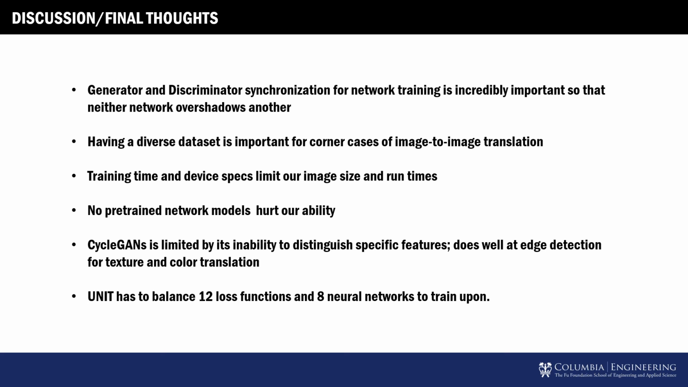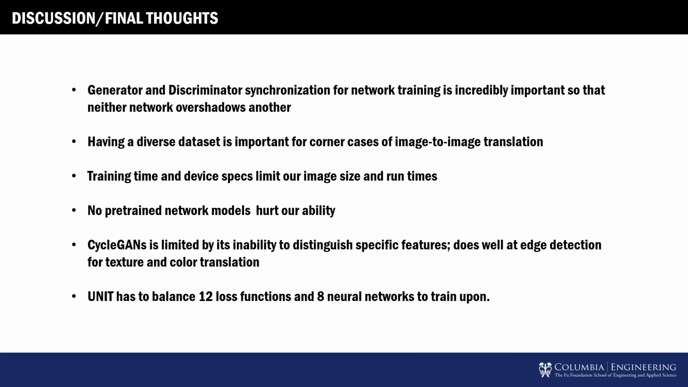And we noticed that CycleGAN specifically is limited by its inability to distinguish specific features, but it actually does really well at edge detection. So long as it can detect the edge of a horse, it should be able to change the texture and color. And it really works well for texture and color. However, it does not necessarily remove or change the hair, which is different between the two animals.